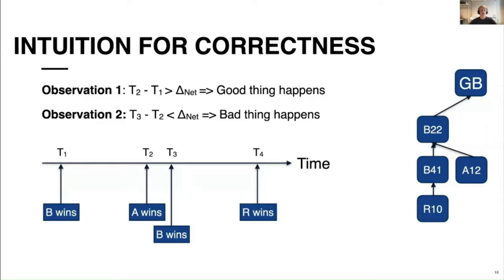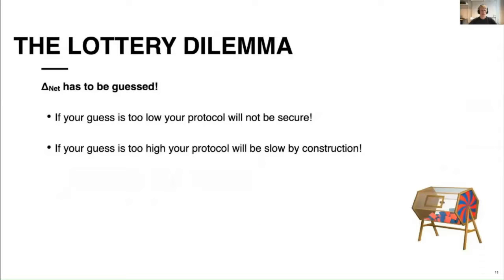But on the other hand, when the time between two winning events is less than this upper bound on the network delay, well, then something bad happens. So this leads to what I like to call the lottery dilemma. And the dilemma is all about guessing this upper bound on the network delay. If your guess is too low, then the protocol will not be secure because there will be too many of these bad events where two blocks are won close to each other. But on the other hand, if your guess is too high, then your protocol will be slow by construction because it will take a long time before a new block has been won.